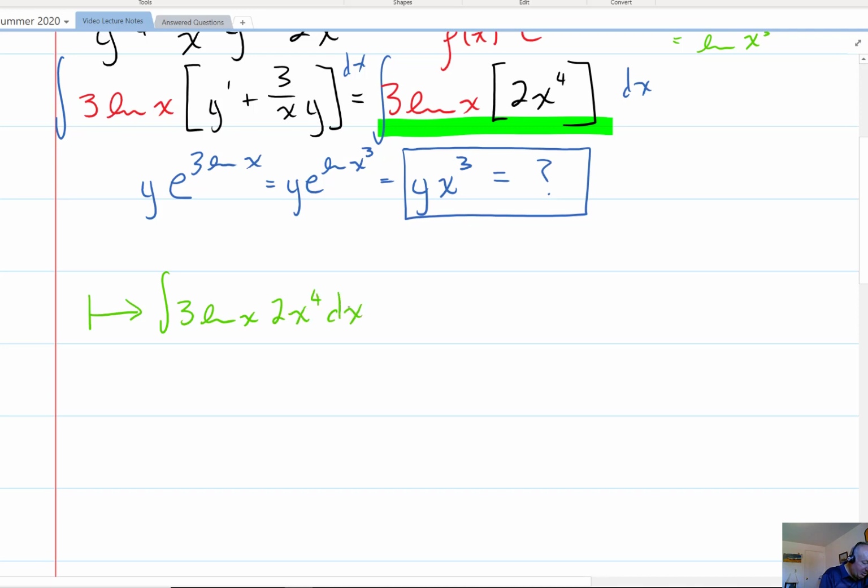First thing I'm going to do is bring both coefficients out and make it a 6 times, and I'm just going to rearrange it. That way there's no confusion. And there it is, right? Just swapping the ln of x and x to the 4th.